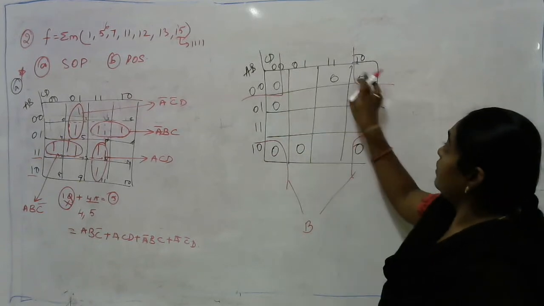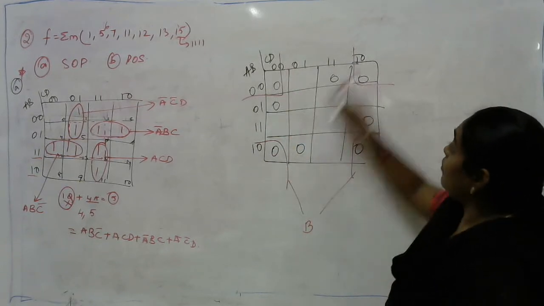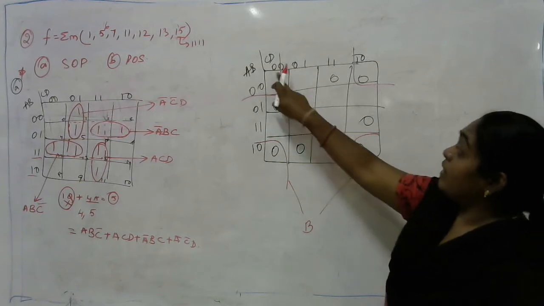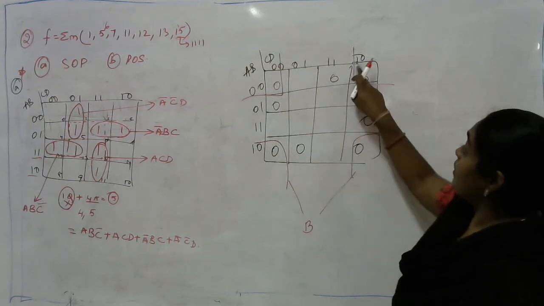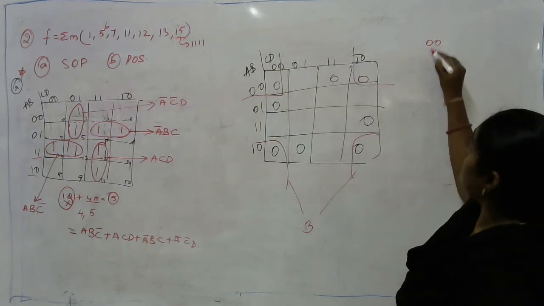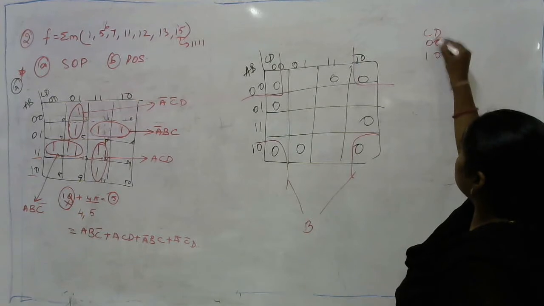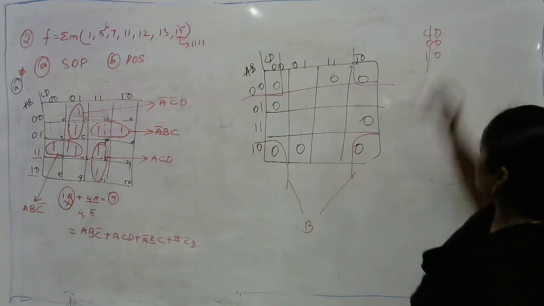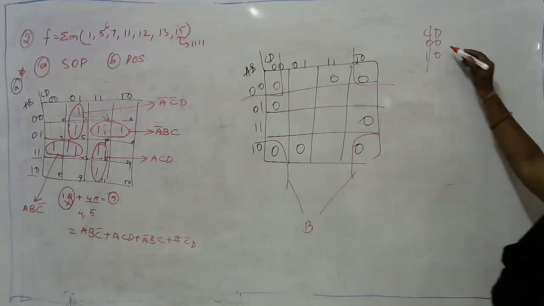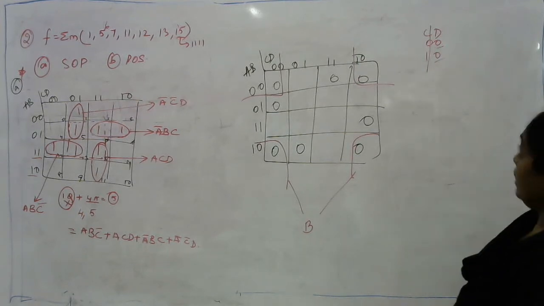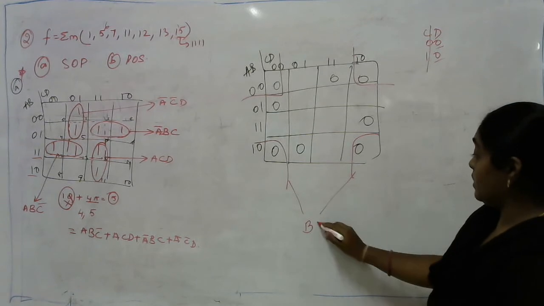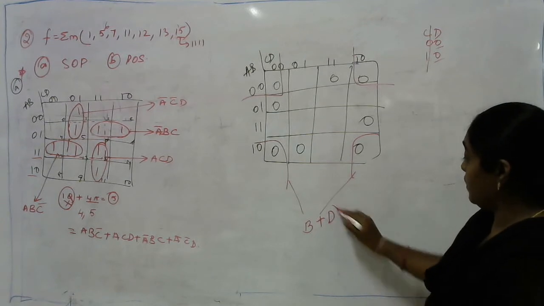Similarly, I am checking for the next columns. First column followed by the fourth column. For the first column 0 0, for the fourth column 1 0, that is 0 0 1 0, this is C, this is D. C will be cancelled out, left over with only D. D is also having a value of 0. That is the reason I am writing it as B plus D.